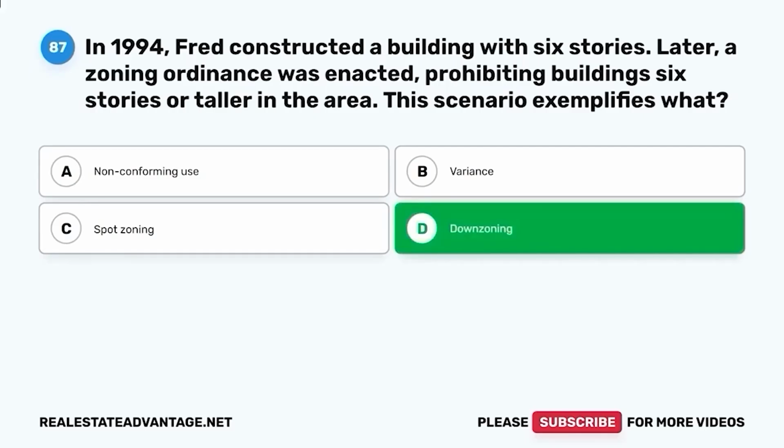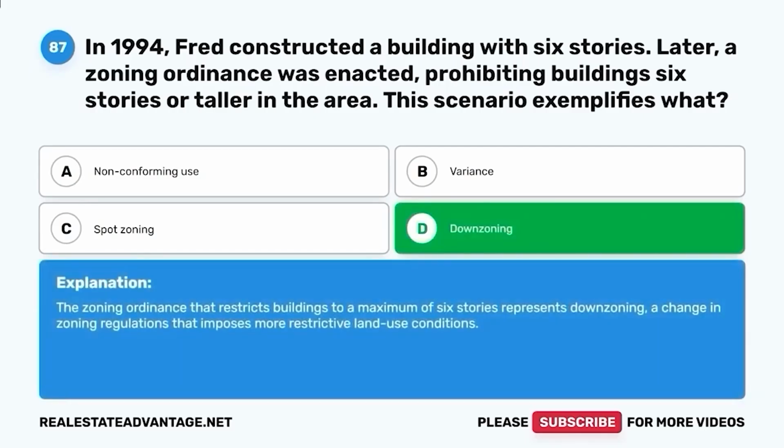Down zoning. The zoning ordinance that restricts buildings to a maximum of 6 stories represents down zoning, a change in zoning regulations that imposes more restrictive land use conditions.